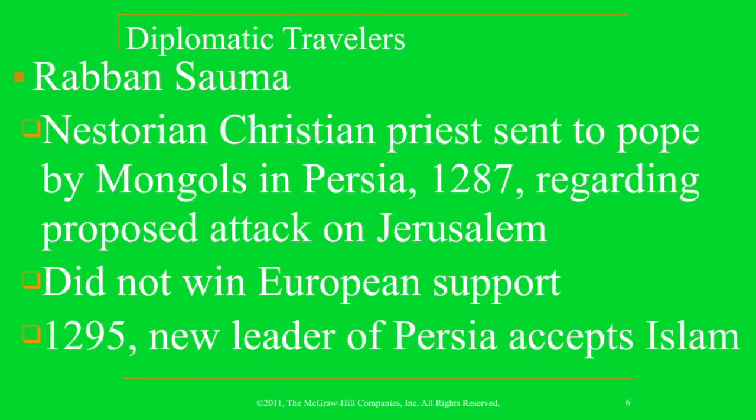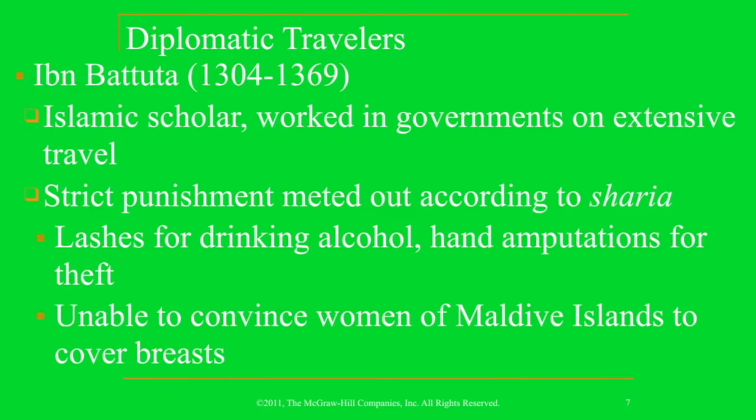So he says, why don't I go to Europe? And on behalf of the Mongol state, let us work on proposing to attack Jerusalem, to reconquer Jerusalem from the Muslims who have taken it over at this point. But many Europeans do not see supporting this process as being beneficial to their ends. So in 1295, he's eventually in the area of Persia, and the new leader of Persia accepts Islam, and this shuts the door to any kind of future relationship between the East and Europe.